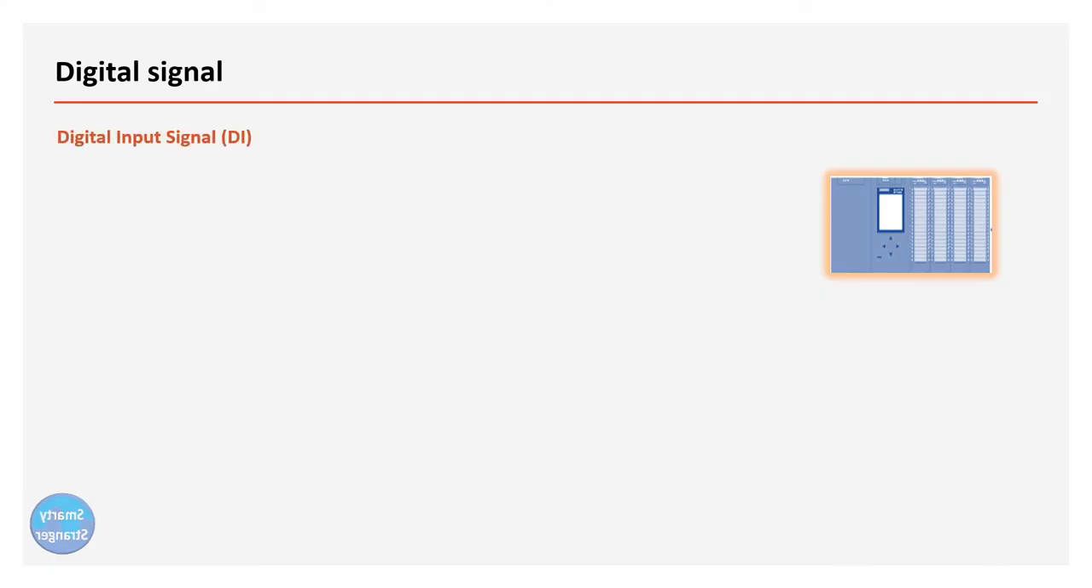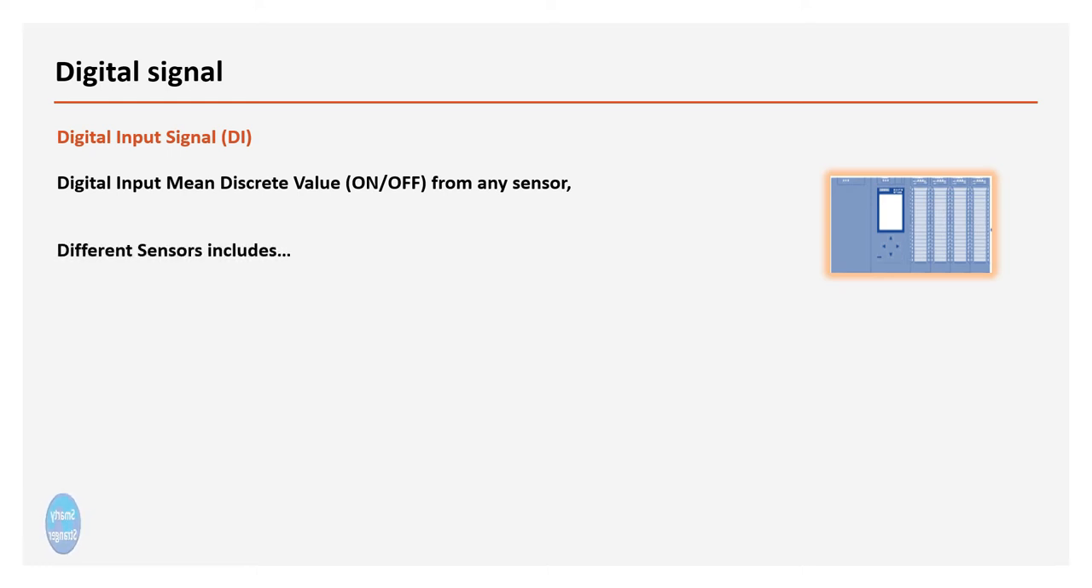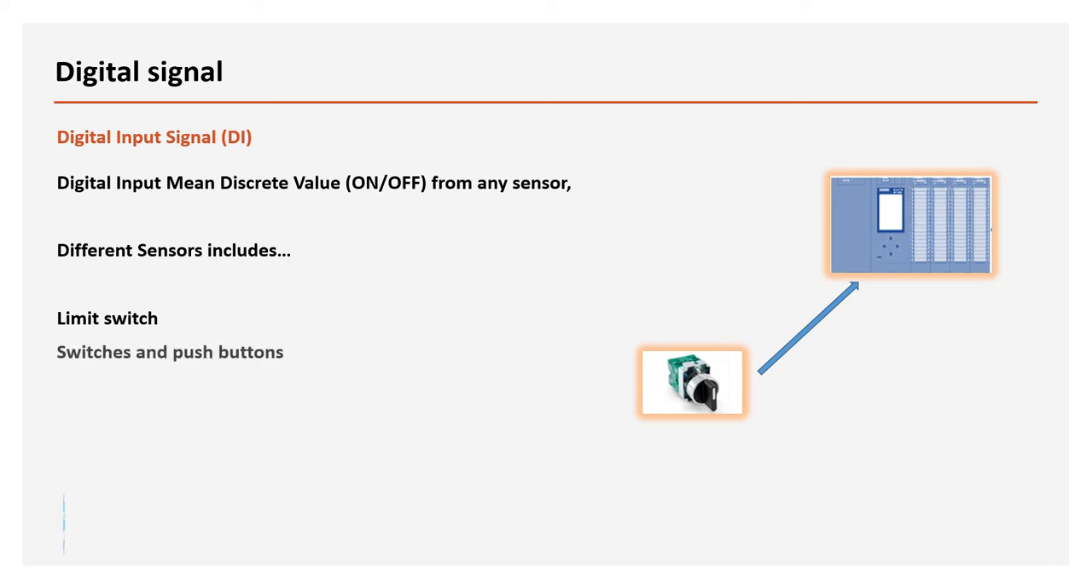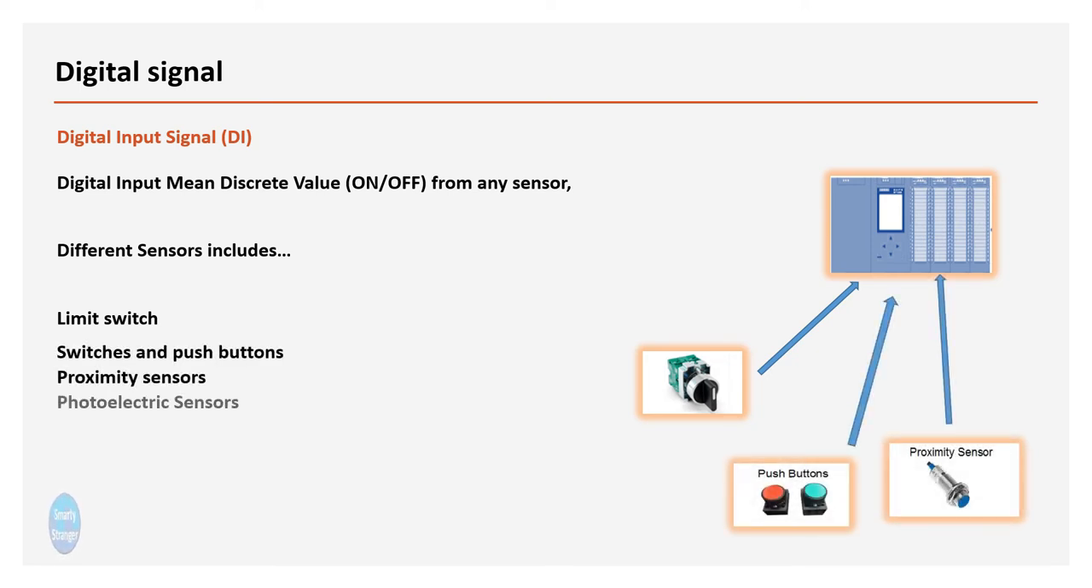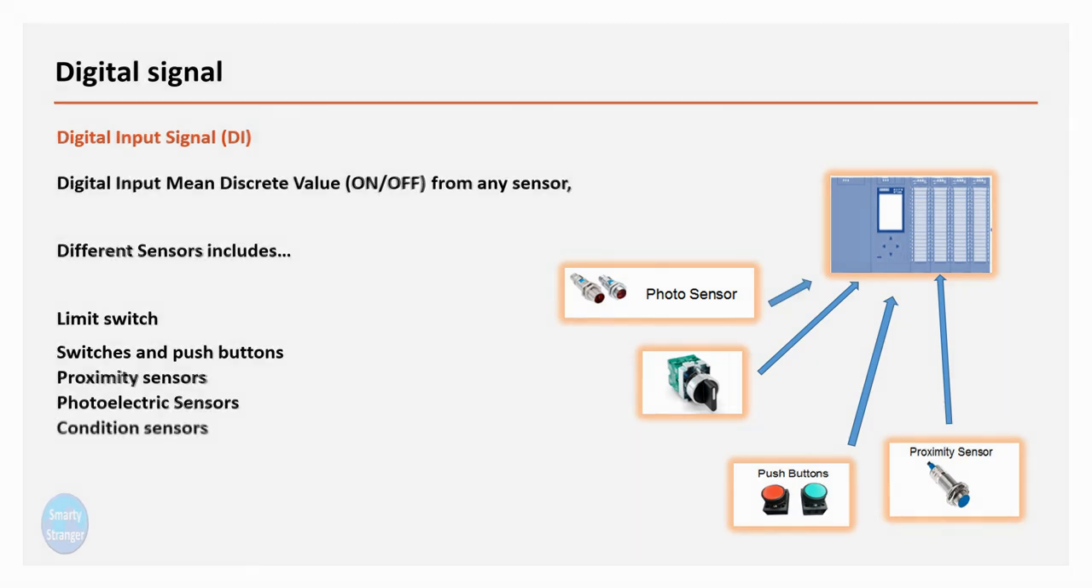Digital input signal. Digital input means a discrete value, on or off, from any sensor. Different sensors include limit switches, switches and push buttons, proximity sensors, photoelectric sensors, condition sensors.